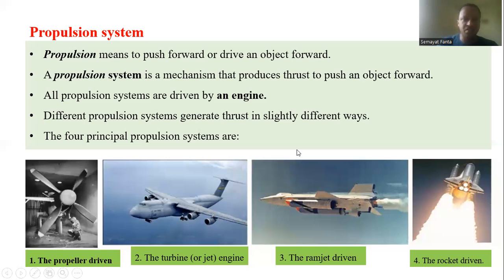Among these four principal propulsion systems we have, some of them are propeller driven systems. Others are turbine driven. For example, this transport aircraft is turbine driven, a jet engine. Some are ramjet or scramjet engines, and the others are rocket driven engines. So this is the rocket driven engine principle. As you see, massive hot gas is coming out of the rocket nozzle, and then the rocket is moving forward. Again, in the ramjet case, you can see a lot of hot gas accelerating through the nozzle of the aircraft.